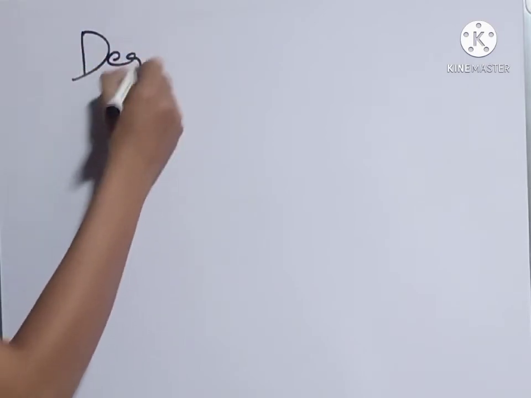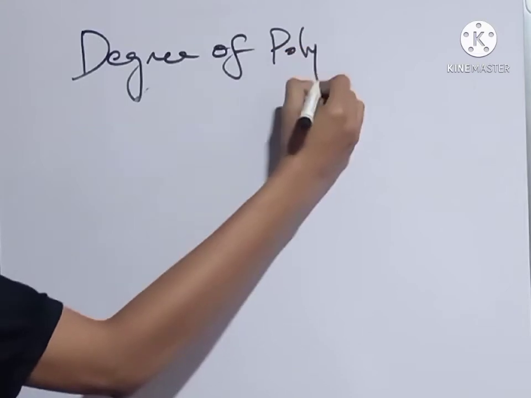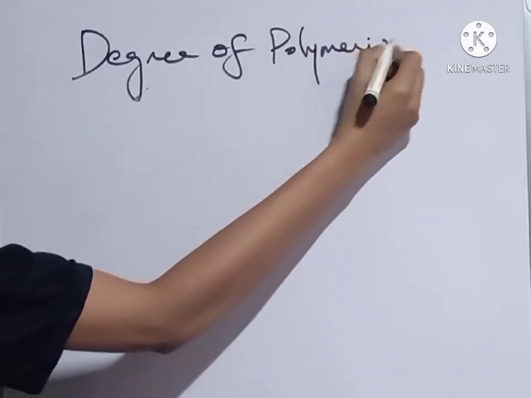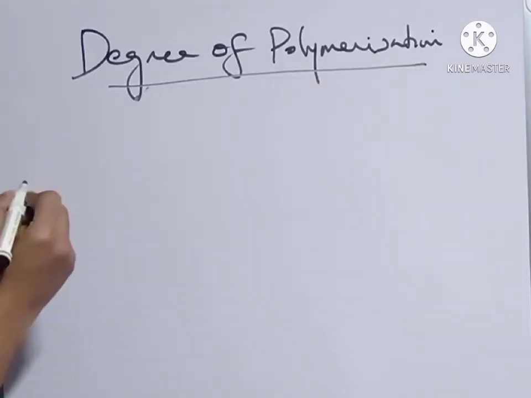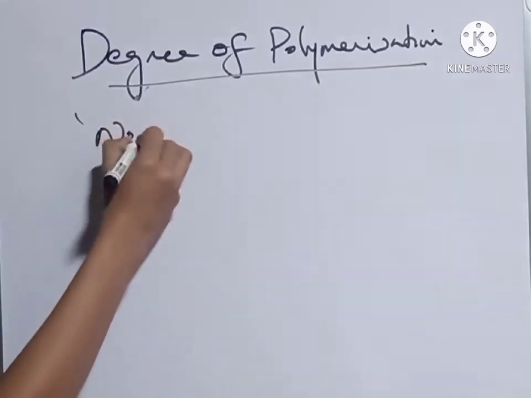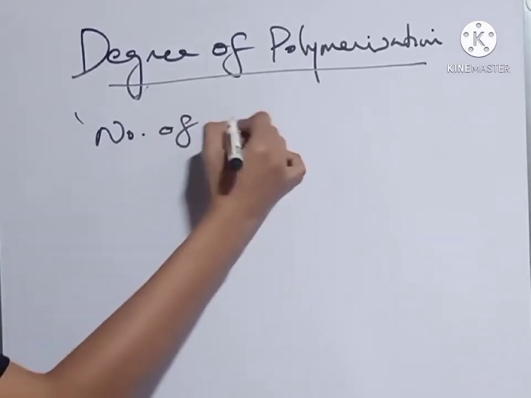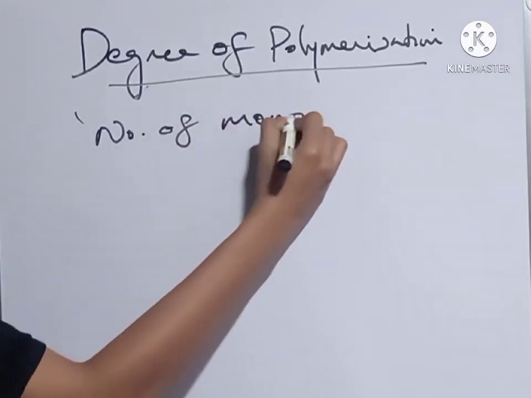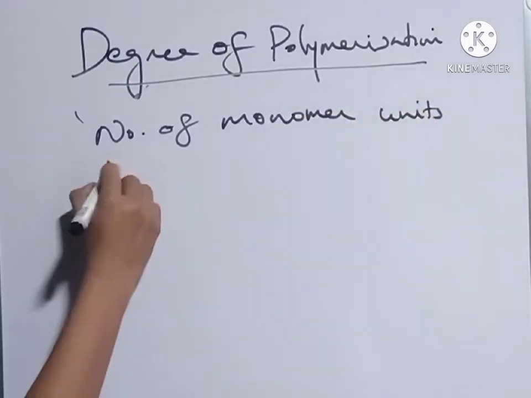Then degree of polymerization. This is the number of monomers present in a polymer molecule. This is the number of monomer units in a polymer.